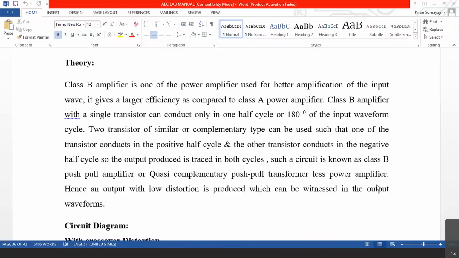Here, there is no need of using the transformer also. Hence, an output with low distortion is produced, which can be witnessed in the output waveforms. If it is a Class B push-pull amplifier, we will have a distortion called crossover distortion. If it is a quasi-complementary push-pull amplifier, transformerless, it is actually Class AB, which will have no such distortion. We are going to see both the circuits today.